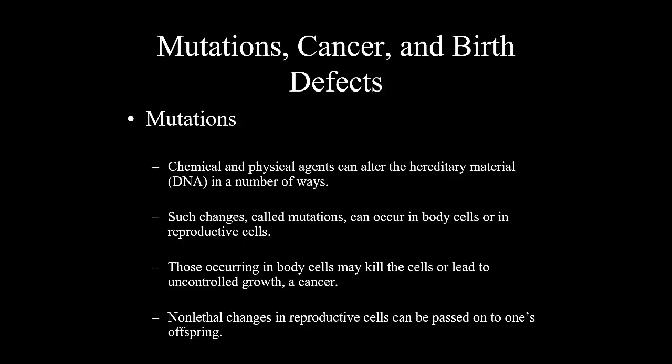It's possible that some chemical and physical agents can alter DNA through mutations, which can happen in either body cells or reproductive cells. Those occurring in body cells may kill the cells or lead to cancer. And non-lethal changes in reproductive cells can be passed on to one's offspring.